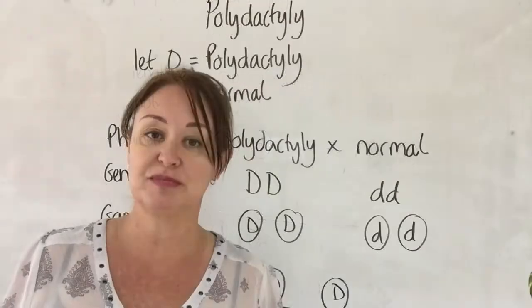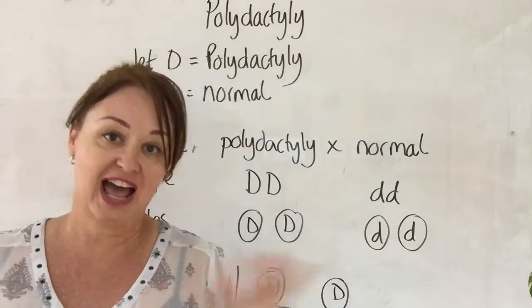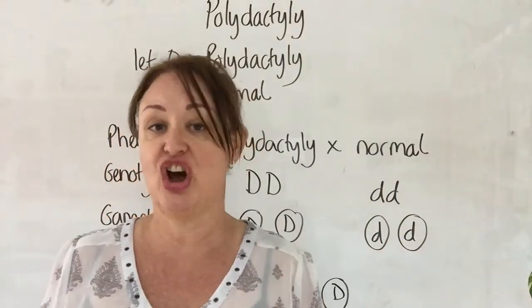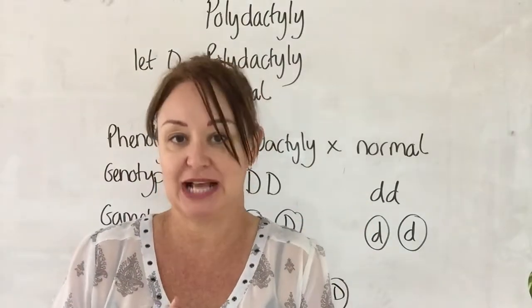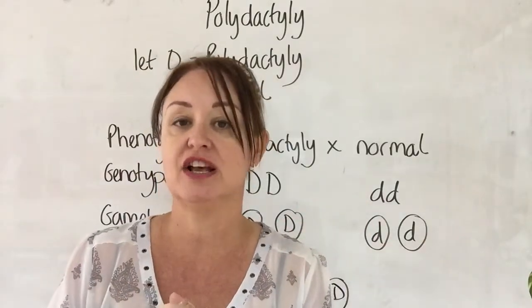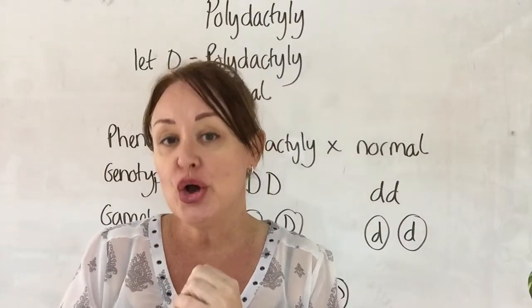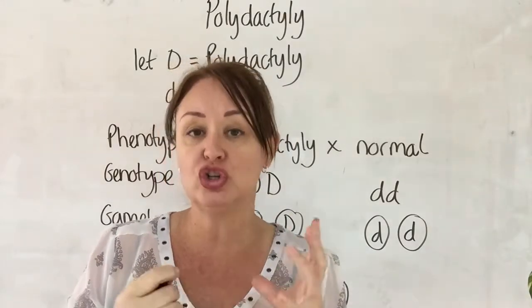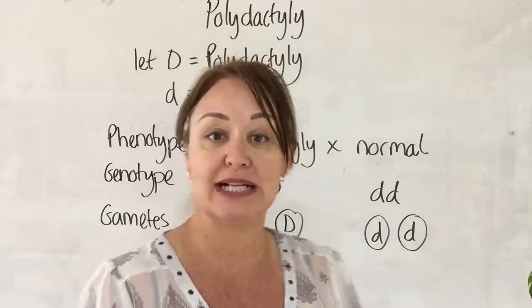So if you'd married somebody with an extra digit and half of your children had the extra digit and half didn't, you could rest assured that your husband was heterozygous or your wife was heterozygous for that condition. However, if they are homozygous, then all your children are going to have an extra digit. Let's look at how that works out.